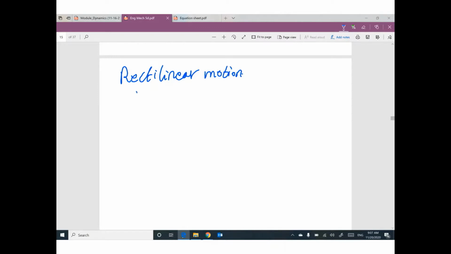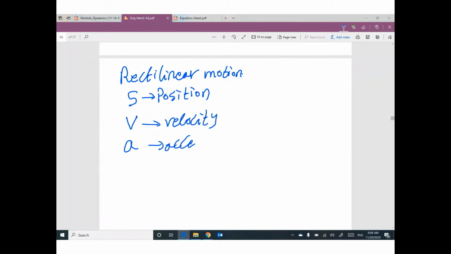We are talking about S, V, and acceleration. S means position, V means velocity, A means acceleration. And we learned that V equals the differentiation of S with respect to time. Acceleration equals the differentiation of velocity with respect to time.